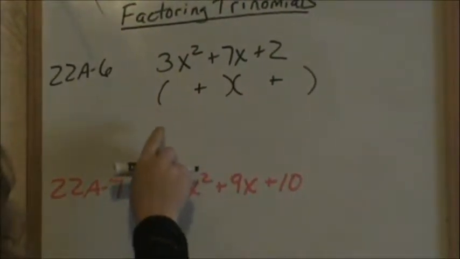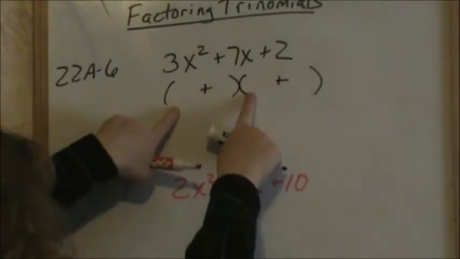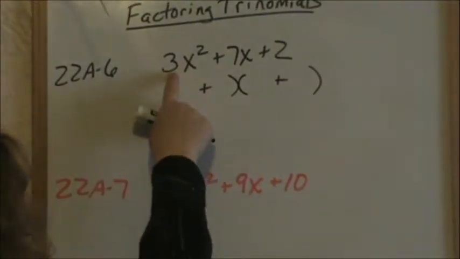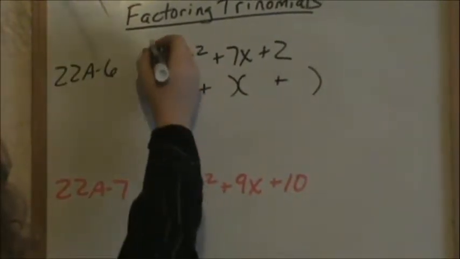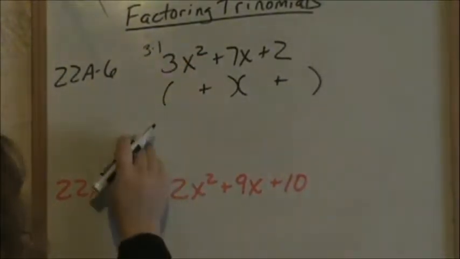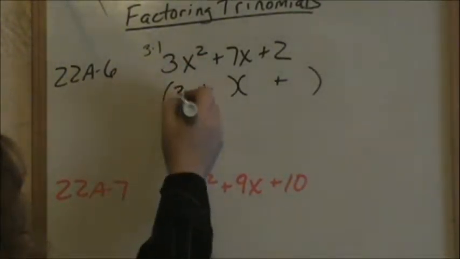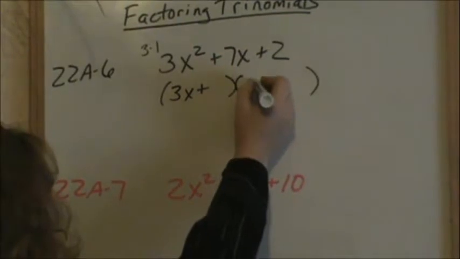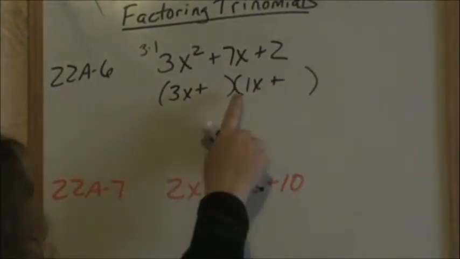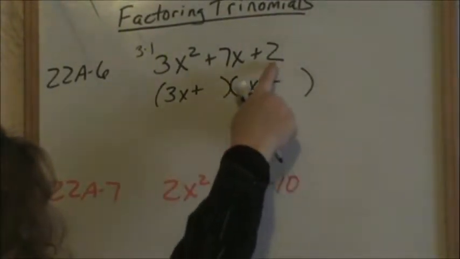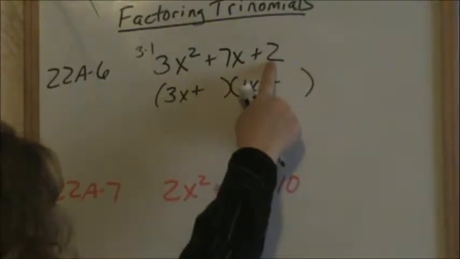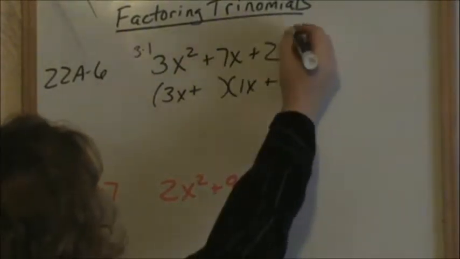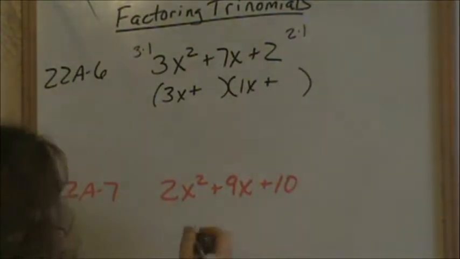So now we have to look at the factors of the first term. The factors of 3 are 3 and 1, and that's it. So we know that one of these will be a 3x and one will be a 1x. For the last terms of your binomial, you look at the factors of the last term of your trinomial. The only factors of 2 are 2 times 1.